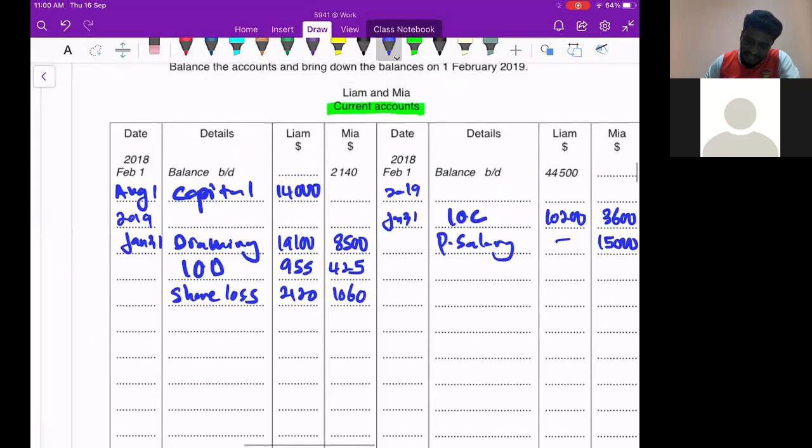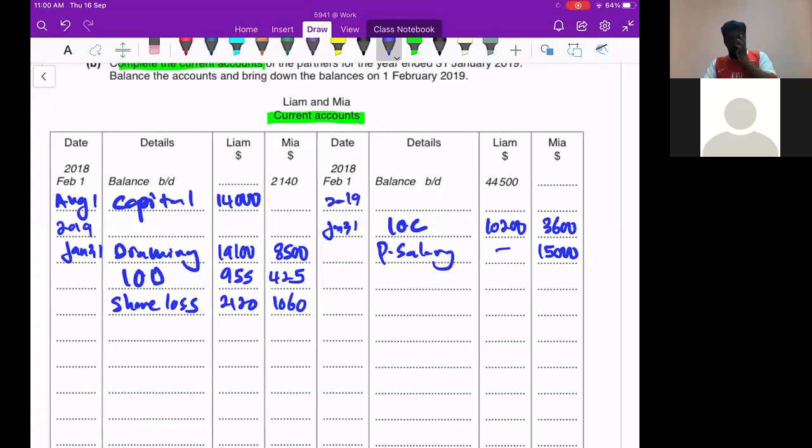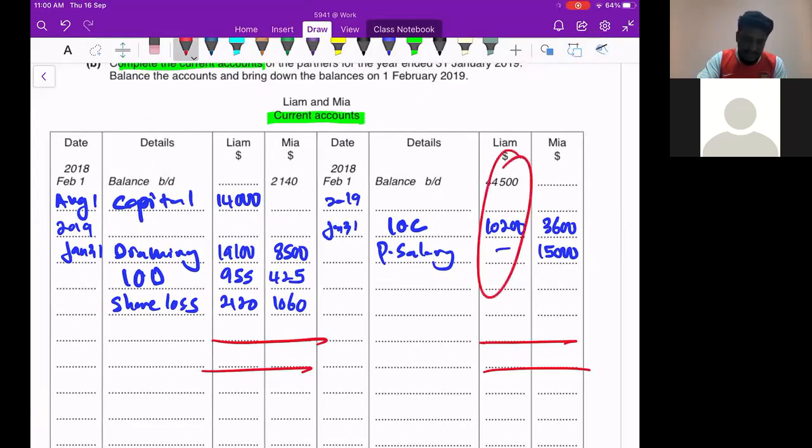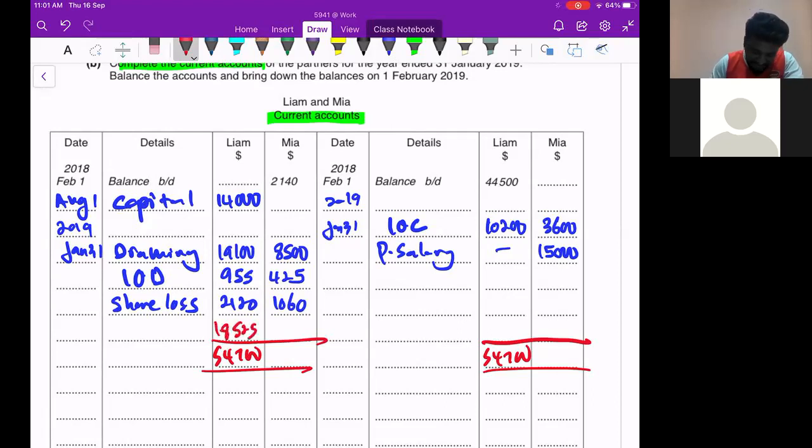Okay, after that, do you have anything else? No, I think everything is here. We just balance up. First, balance up Liam. I feel Liam's credit side is bigger. So I take 4,500 plus 10,200. I get 54,700. 54,700 minus 14,000 minus 19,100 minus 955 minus 2,120. I get 18,525. That's my balance c/d.